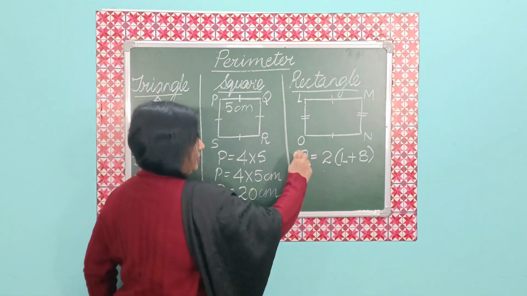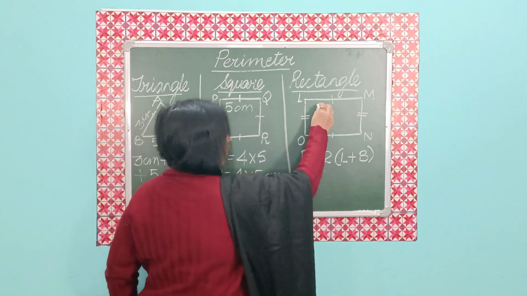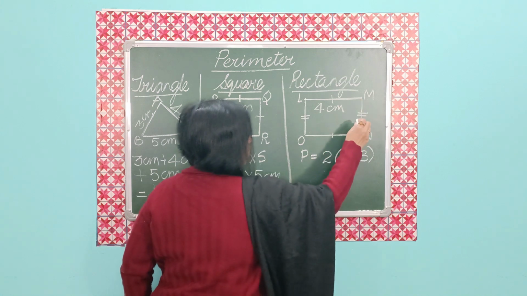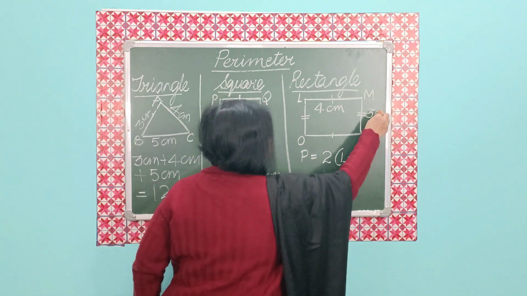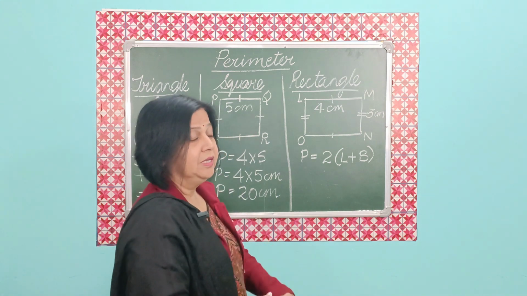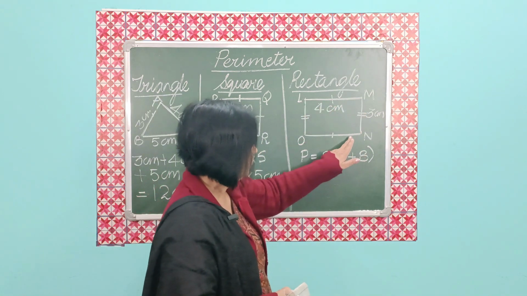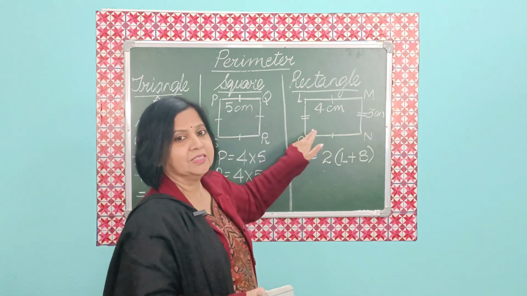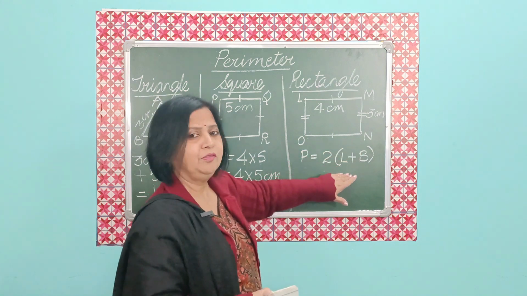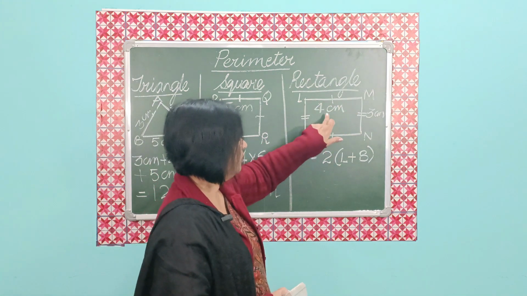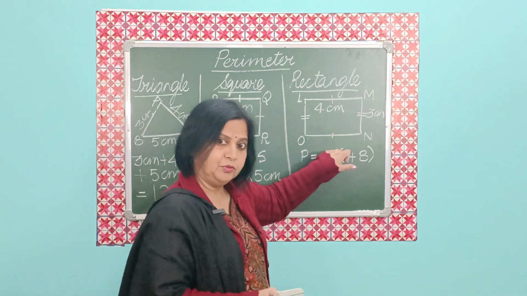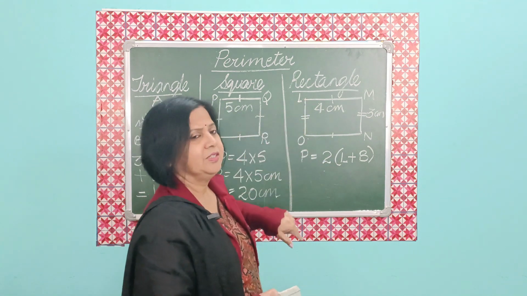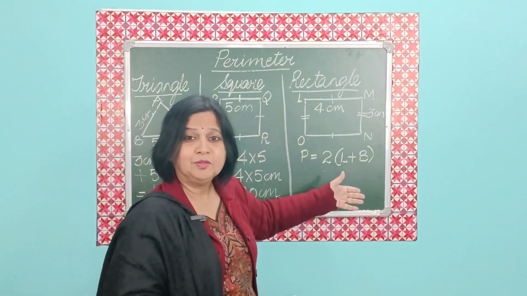Now suppose this rectangle has one of its sides as, let us take this as 4 centimeter and side MN as 3 centimeter, and we have to find out the perimeter. That means we have to count all these sides and see how much is LM, how much is MN, and this and this. No, very easy. We'll just use the formula. Now, if LM is 4 centimeters, ON will also be 4 centimeters. If MN is 3 centimeters, LO will also be 3 centimeters. But we do not need to write it over there. We'll simply use the formula.